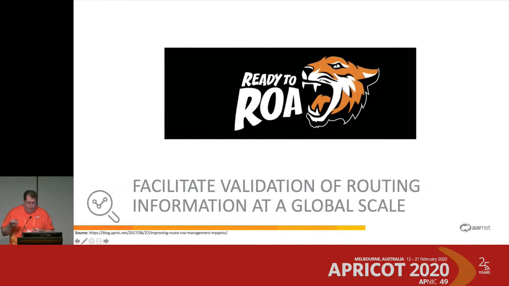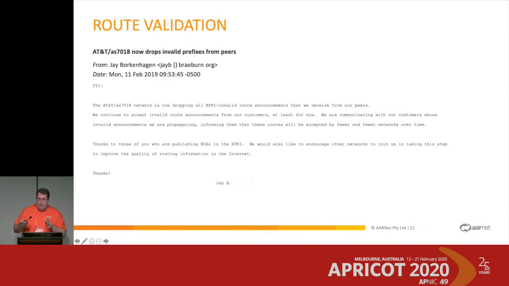So, moving on to the final bit, ROAs. Now, a lot of my points about this have just been stolen by the conversation we had before. So, route validation. In 2019, we saw an email that basically said, okay, AT&T is now dropping invalid prefixes. That was pretty big news on the NANOG mailing list. It caused a few people to go, ooh. And it made people go, should I sign things? How do I test it? How do I not test it? What do I do?